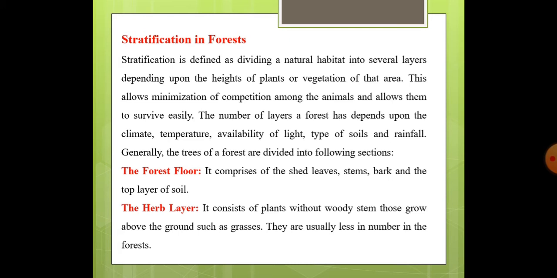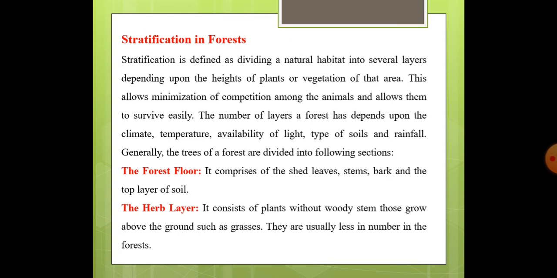The number of layers a forest has depends upon the climate, temperature, availability of light, type of soils, and rainfall. This again depends upon the abiotic conditions. If the abiotic conditions are favorable, the number of tree species will be very good, and that forest will have very good stratification.